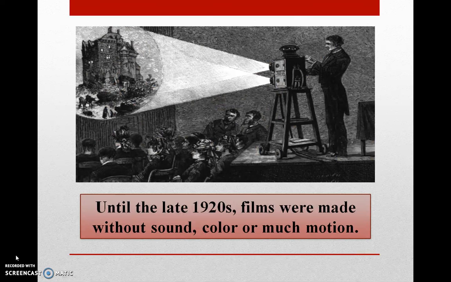Until the late 1920s, films were made without sound, color, or much motion. Filmmakers were experimenting with bettering their work, which led to the invention of painting shots, film studios, and other visual effects. Filmmaking had taken the USA and the European countries by storm. Various filmmakers moved to California, which led to the first signs of Hollywood as we know it today.